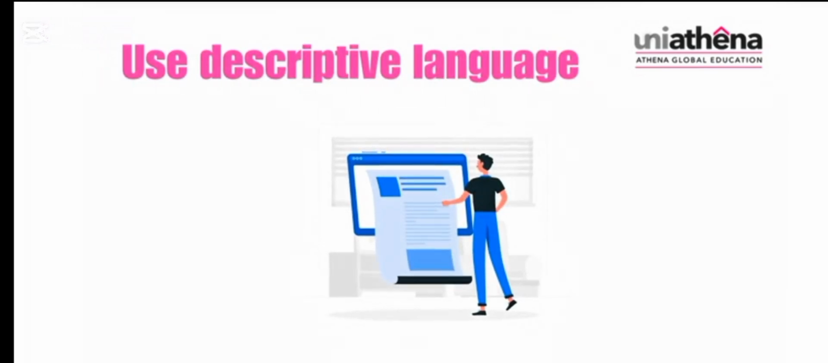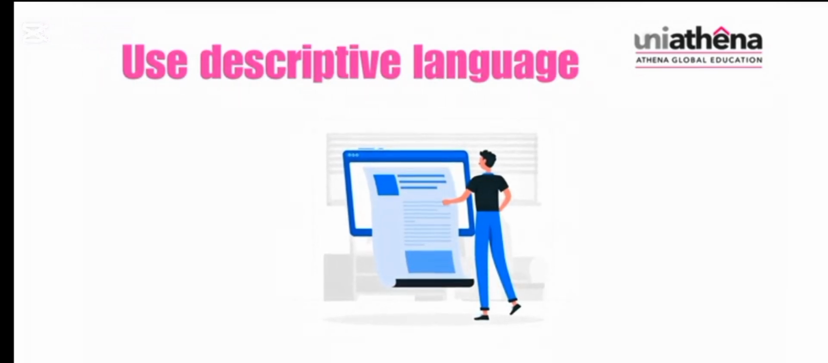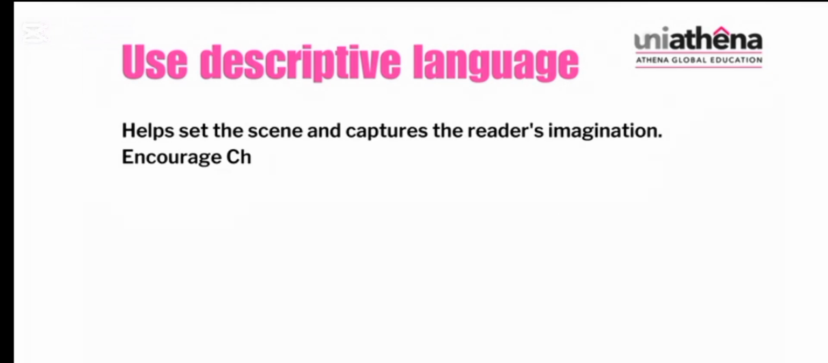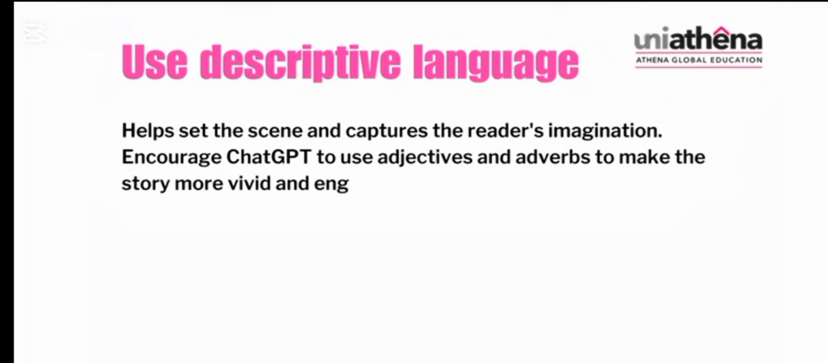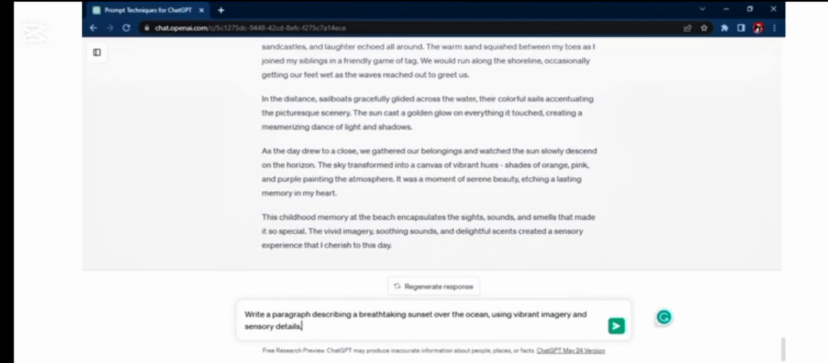Technique 2. Use descriptive language. To bring your writing prompt to life, use descriptive language that helps set the scene and captures the reader's imagination. Encourage ChatGPT to use adjectives and adverbs to make the story more vivid and engaging. Write a paragraph describing a breathtaking sunset over the ocean, using vibrant imagery and sensory details.